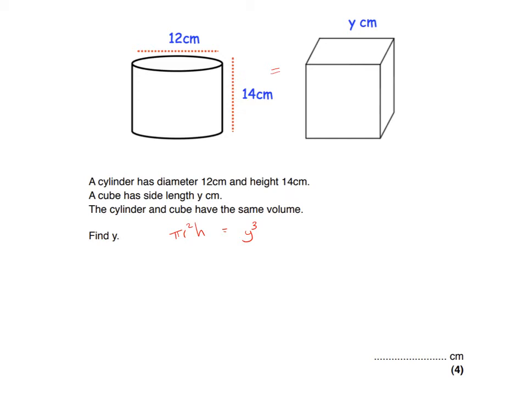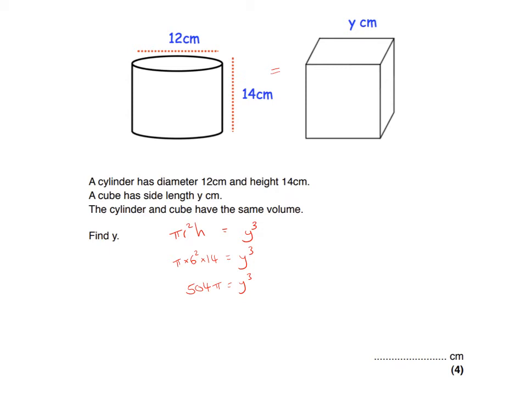So let's put in any numbers that we do know. Well, we do know what the radius is. The whole diameter there is 12, so the radius is 6. We know the height is 14. And we don't know y. So same sort of idea again. In this case, we're going to be looking at a decimal answer here. We could leave things in terms of pi, but it probably won't help later on. So it's 6 squared times 14. So we've got 504 pi equals y cubed.